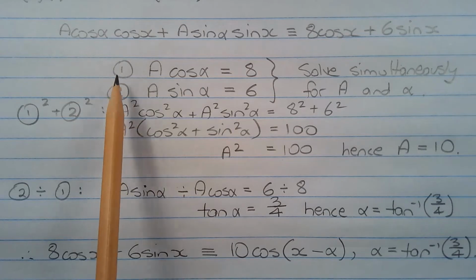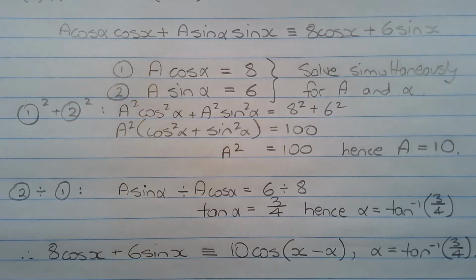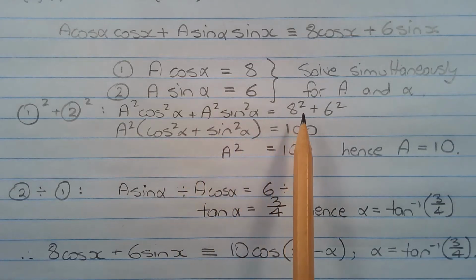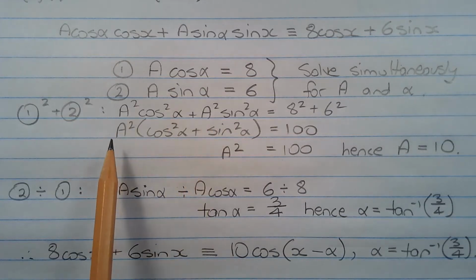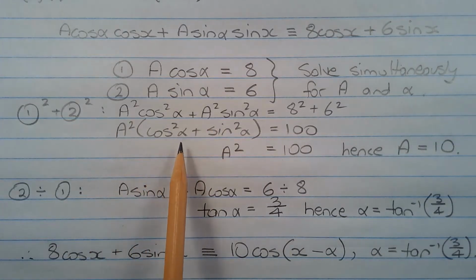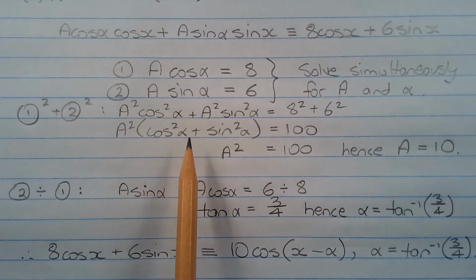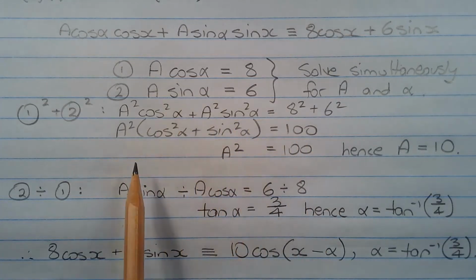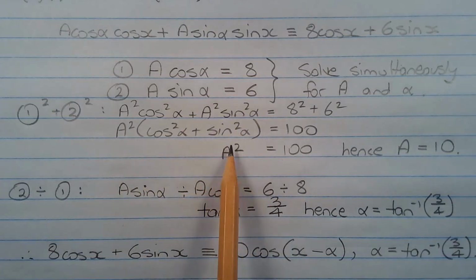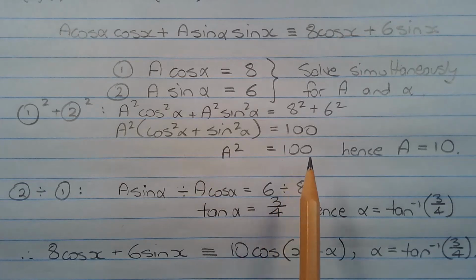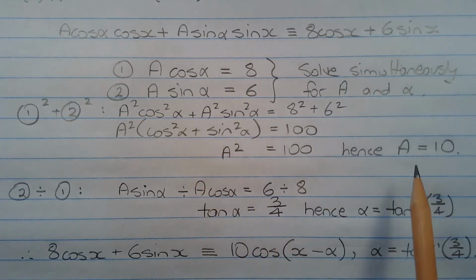Taking both equations, squaring them and adding them together, we have a squared cos squared alpha plus a squared sin squared alpha is equal to 8 squared plus 6 squared. Factorising out a squared, we have a squared times (cos squared alpha plus sin squared alpha) is equal to 100. And cos squared alpha plus sin squared alpha is equal to 1 because this is a Pythagorean identity. Which means that a squared equals 100, and taking the positive square root of both sides, we get a equals 10.